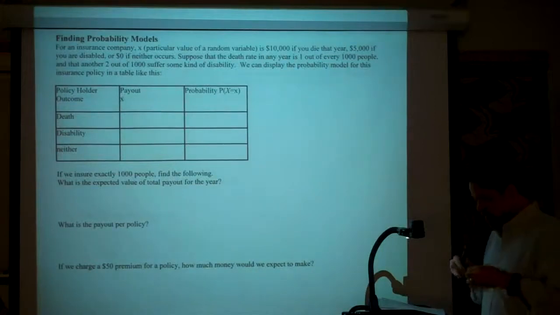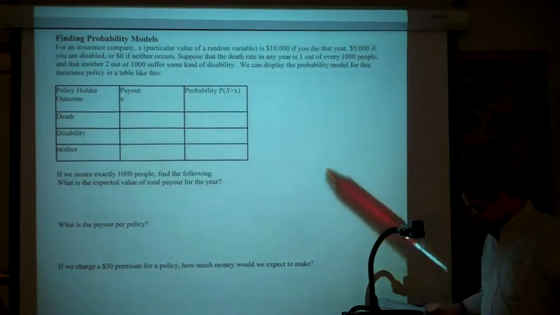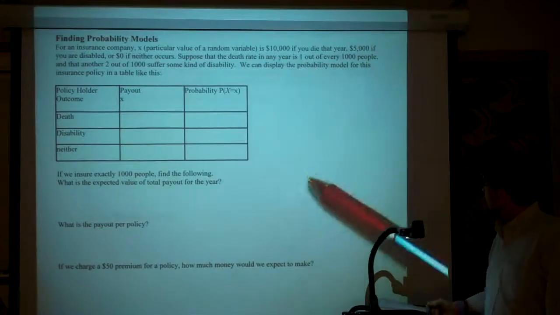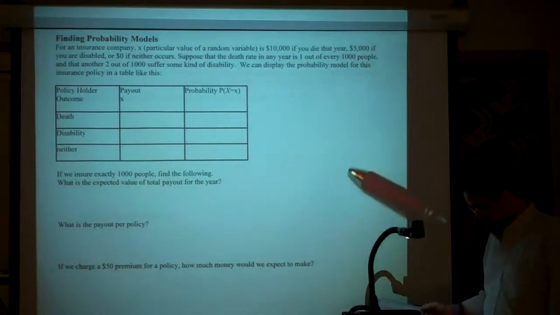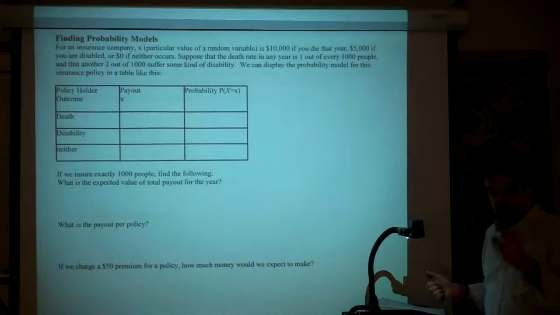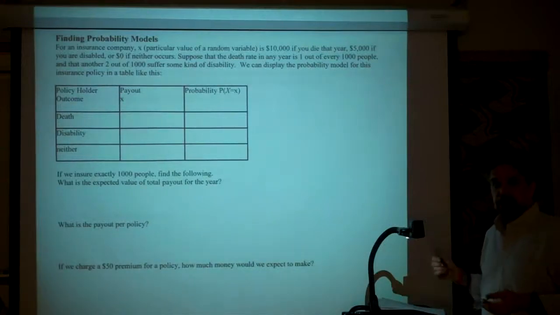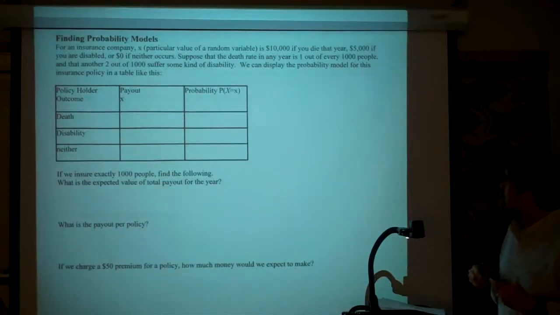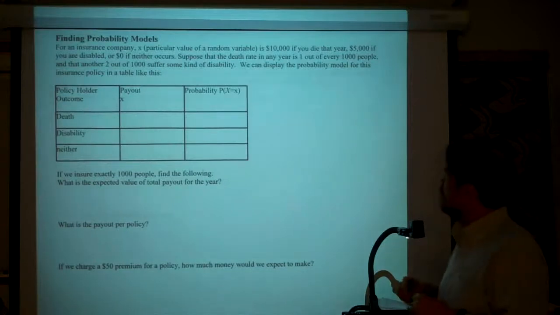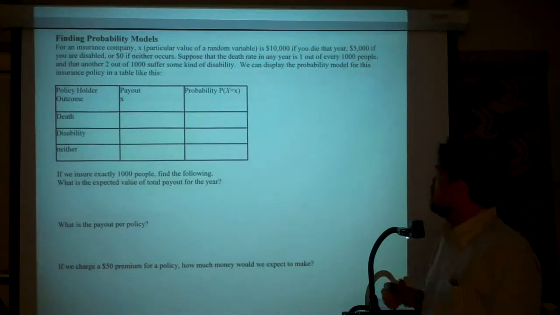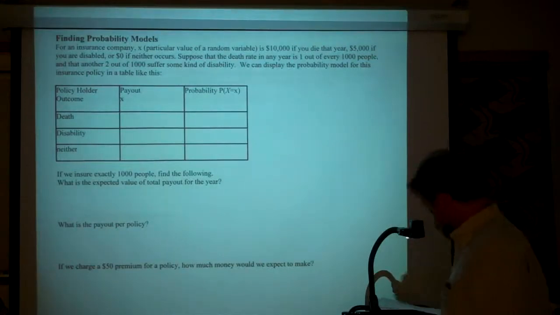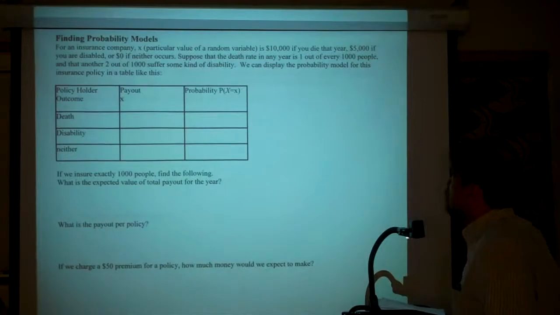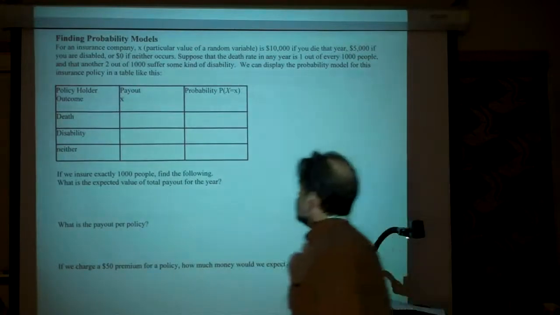Our first problem, we have an insurance company that pays $10,000 if you die that year, $5,000 if you're disabled, or $0 if neither occurs. So basically this is an insurance policy that pays $10,000 for death and $5,000 for disability. And it says, suppose that the death rate in any year is 1 out of every 1,000 people, and then another 2 out of every 1,000 people suffer some kind of disability. We can display the probability model for this insurance policy in a table like this.